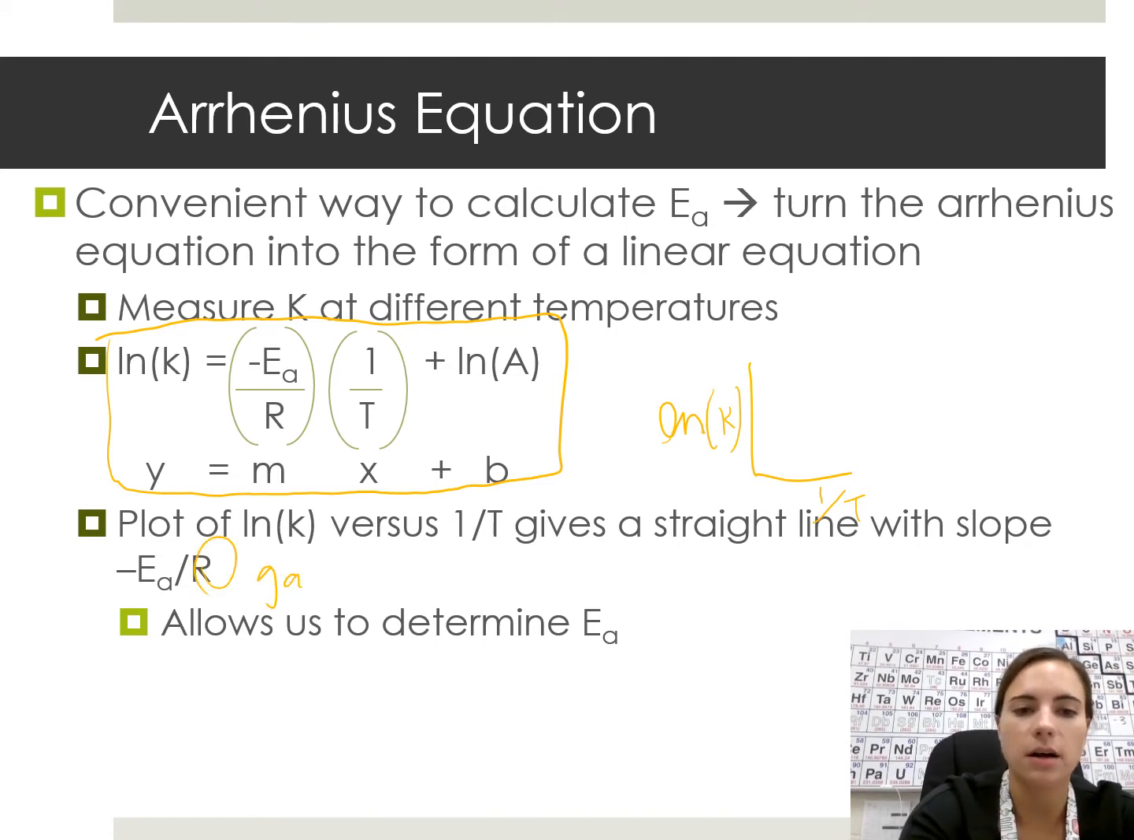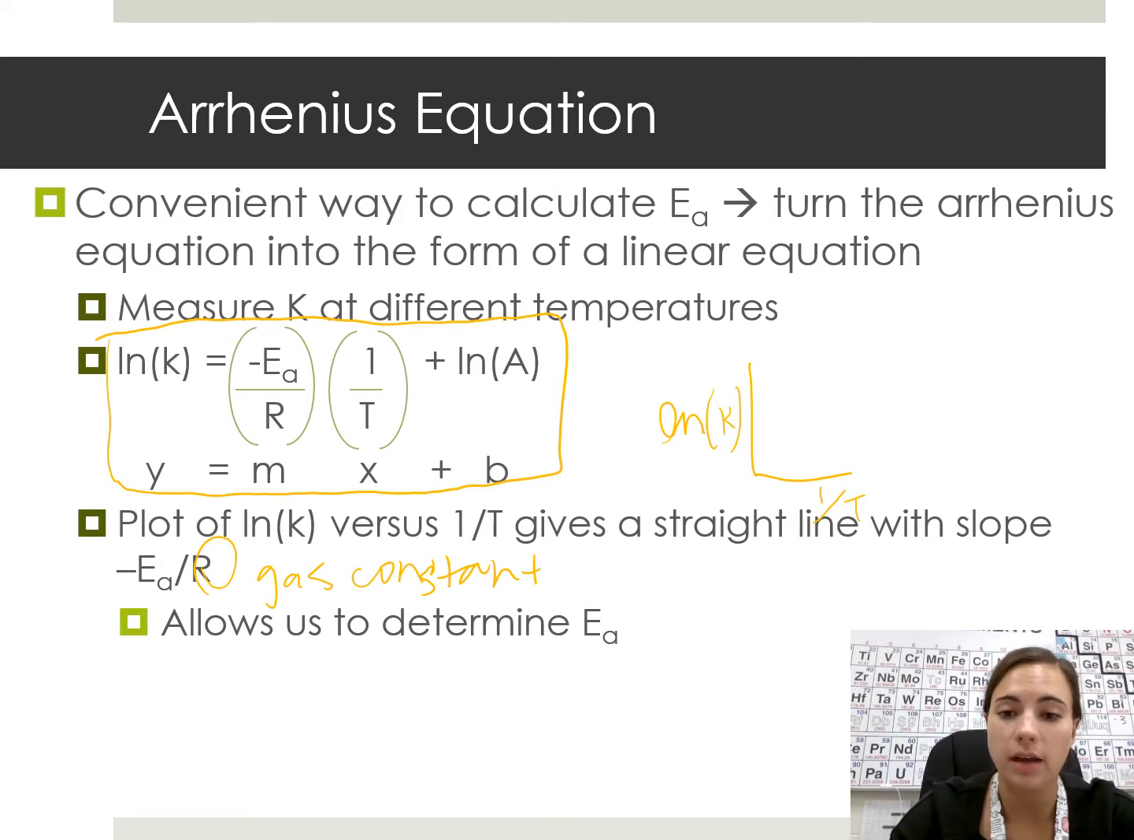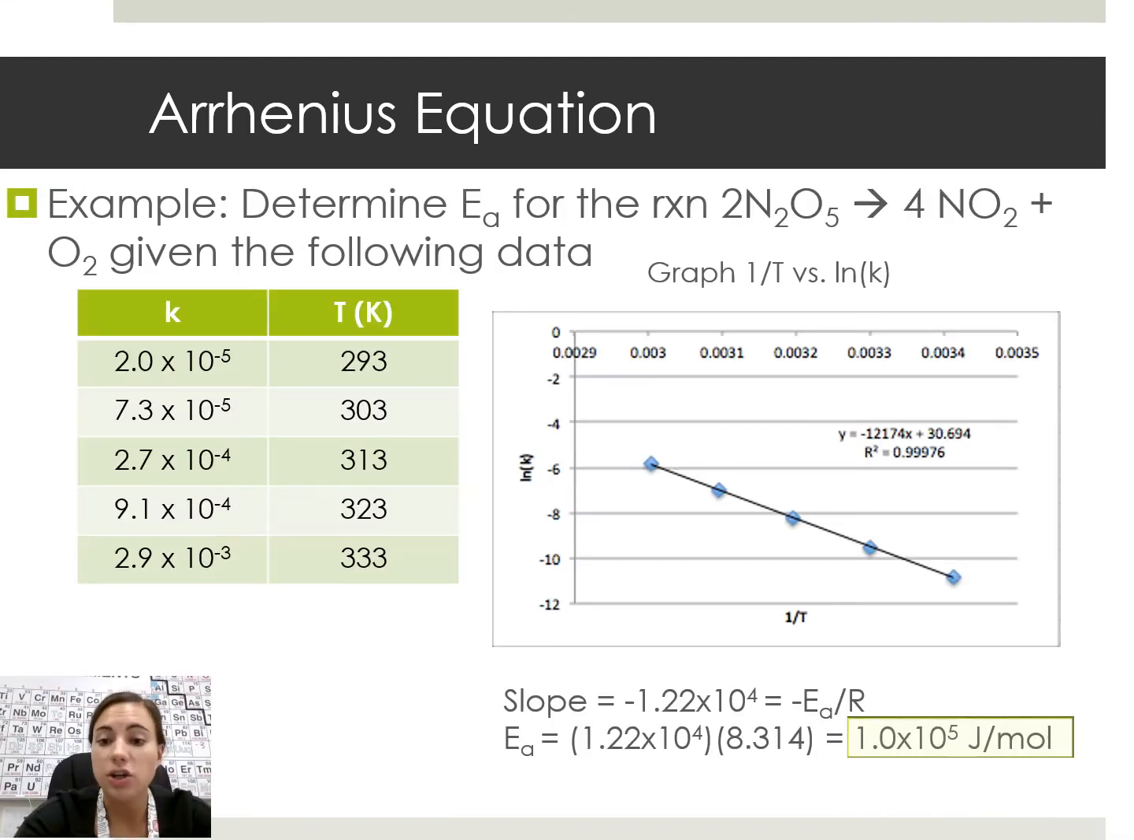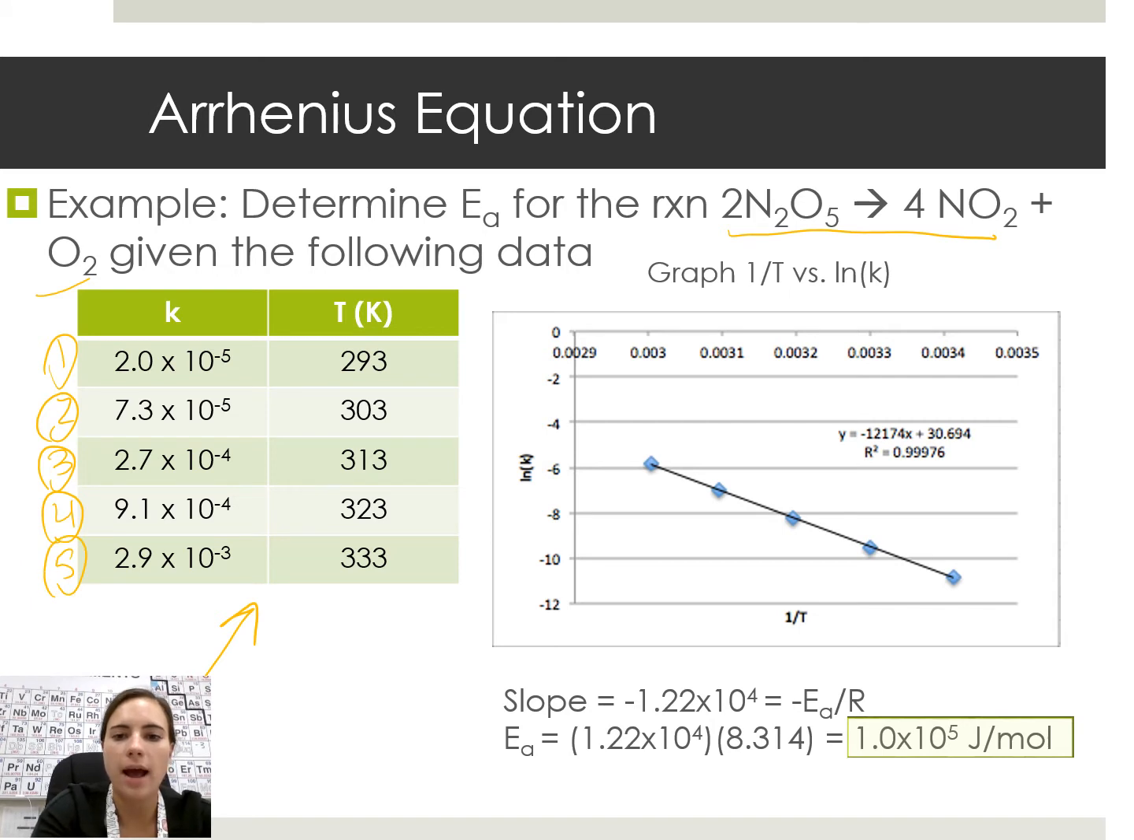R is the gas constant, so that never changes. So we can use this graph to actually calculate activation energy. And I show you an example here. We're given this reaction and this data, which is rate constants at 5 different temperatures. When we graph the inverse of the temperature versus the natural log of the rate constant, we get a nice linear graph, and the slope is related to the activation energy.